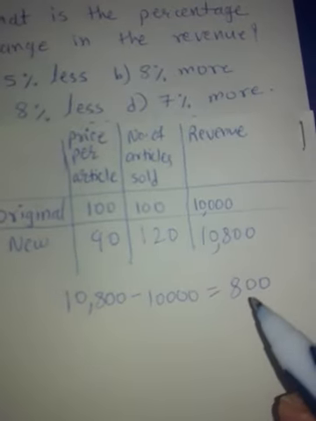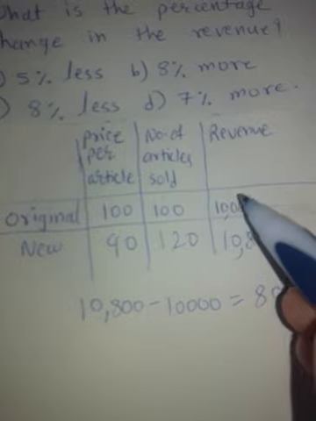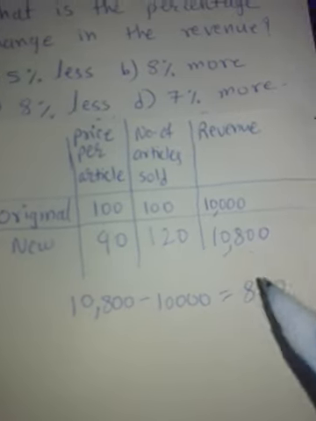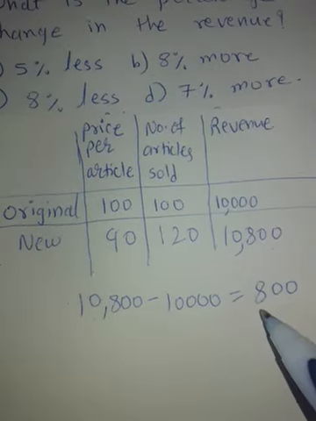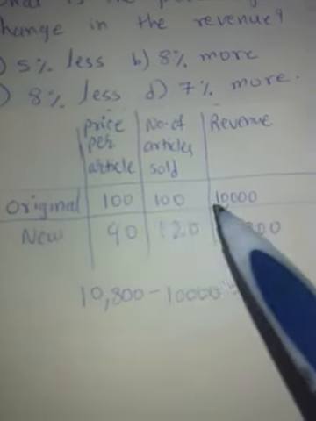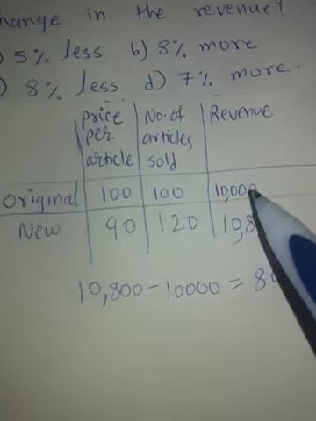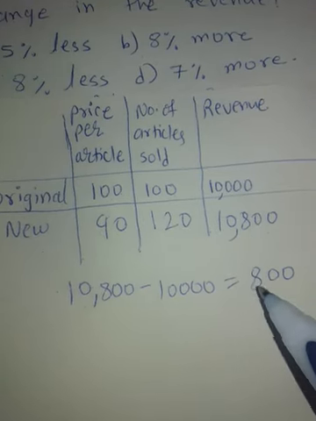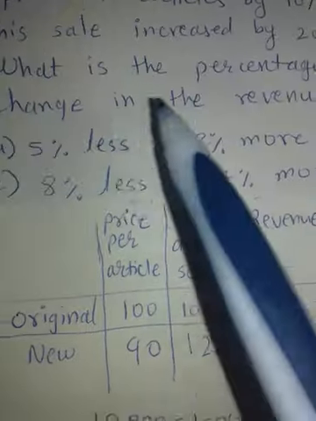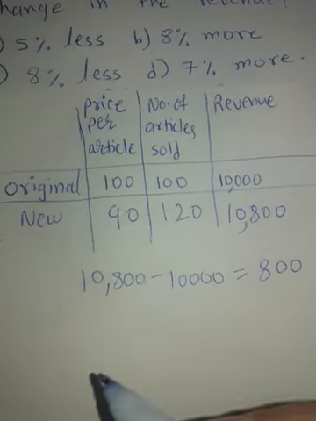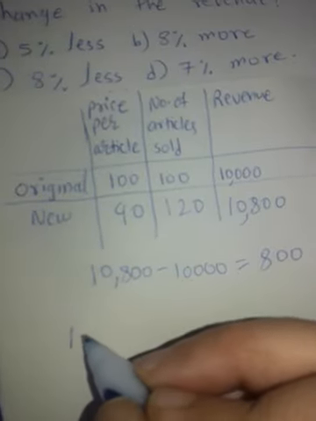But this 800 is over what? 10,000. What is original? Change is always over original, isn't it? It can be more, it can be less, but it is always upon the original. Originally it was 10,000 and now it is 800. And what we need? We need percentage change. That means we can understand it like this.